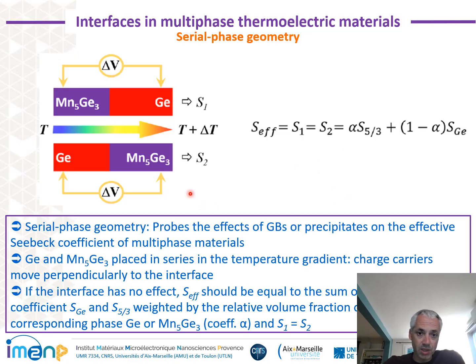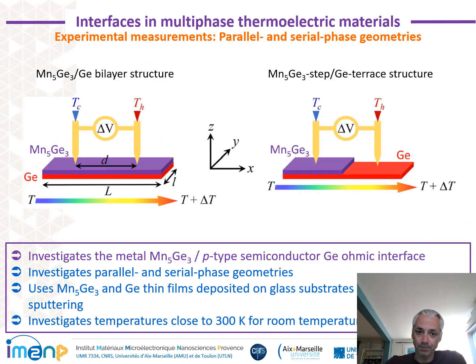Also, we can note that if we place the germanium on the hot side and measure a Seebeck coefficient, S1, and if we place the germanium on the cold side and measure another effective Seebeck coefficient, these two coefficients should be the same if we have no effect of the interface.